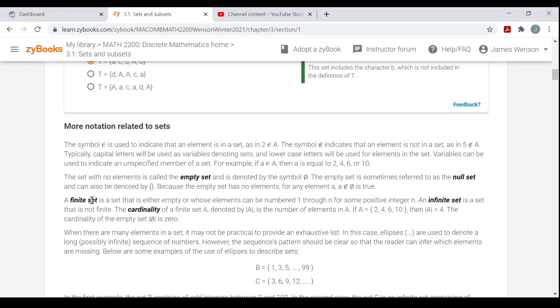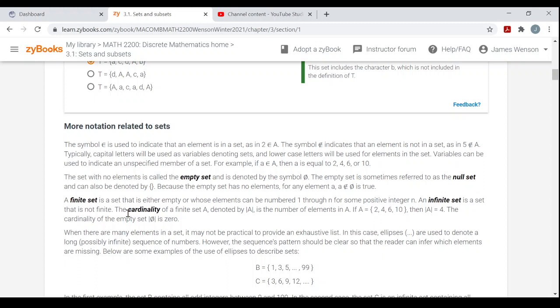A finite set is a set that is either empty, has no elements, or whose elements can be numbered 1 through n, for some positive integer n. So not infinite, there's not an infinite number of elements. That's finite. An infinite set is a set that is not finite. So like the set of all the integers is infinite, for example.